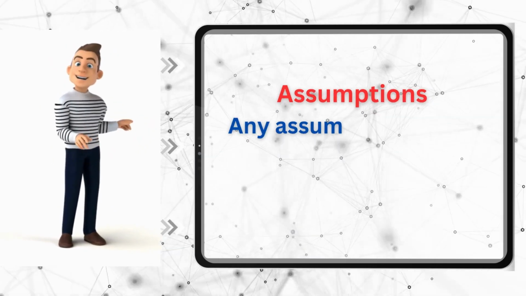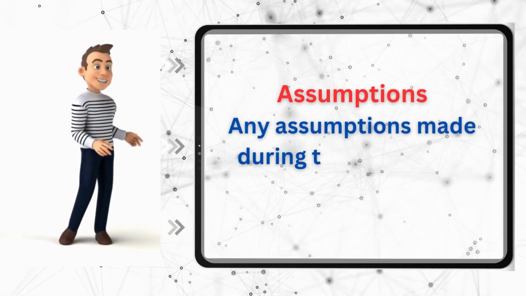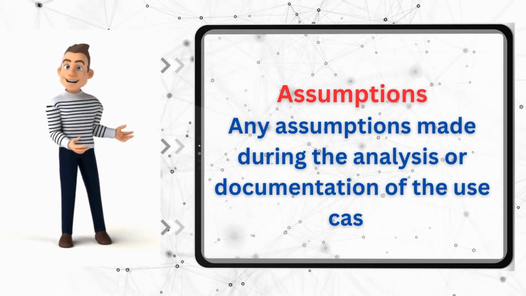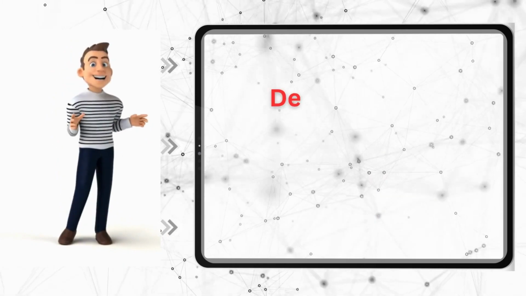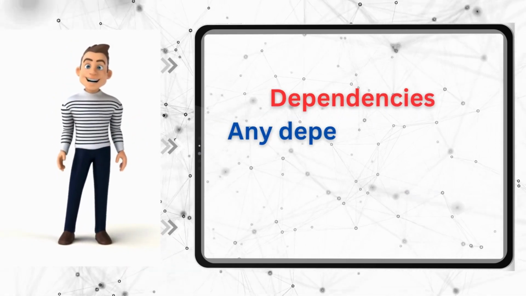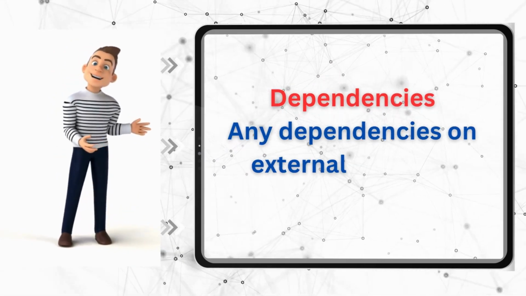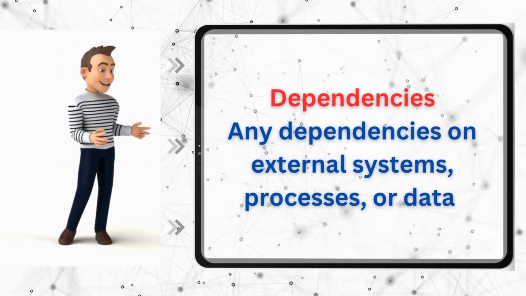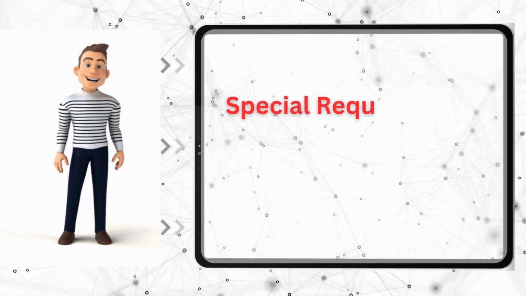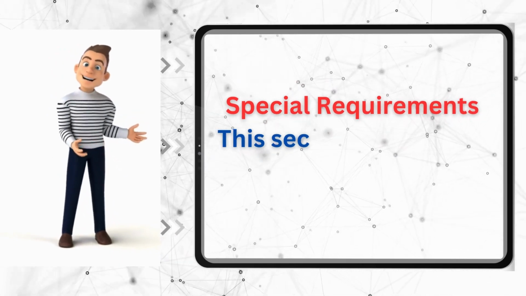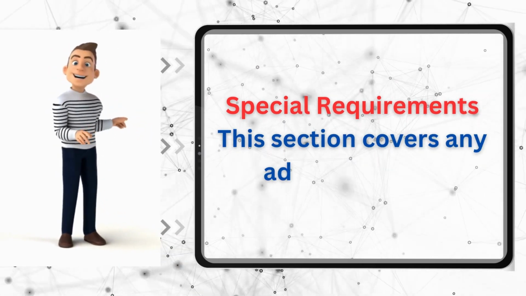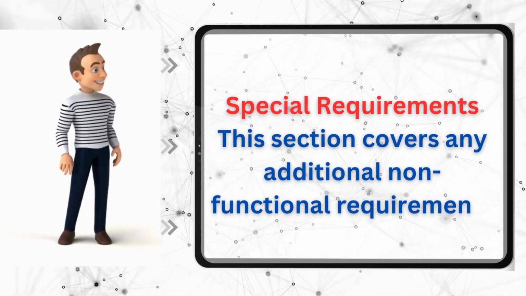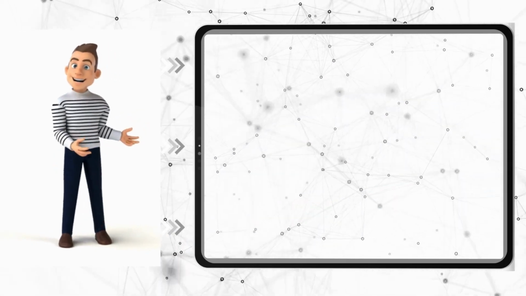Assumptions. Any assumptions made during the analysis or documentation of the use case, which can help provide context or clarify specific conditions. Dependencies. Any dependencies on external systems, processes, or data that are required for the successful execution of the use case. Special requirements. This section covers any additional non-functional requirements, such as performance expectations, security considerations, or regulatory compliance.